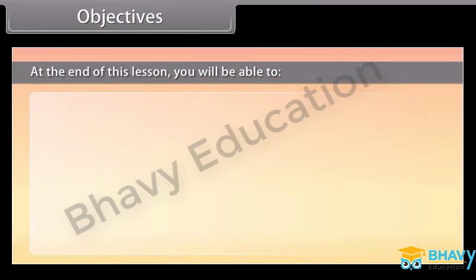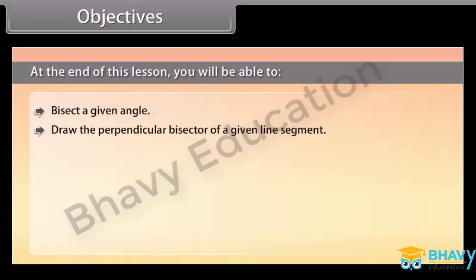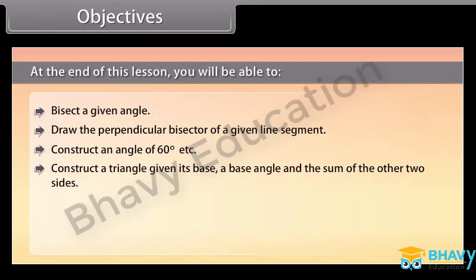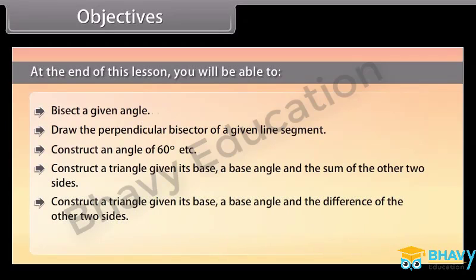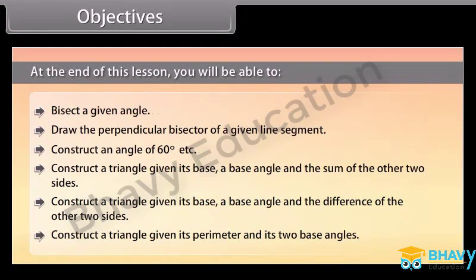Objectives. At the end of this lesson, you'll be able to bisect a given angle, draw the perpendicular bisector of a given line segment, construct an angle of 60 degrees, etc., construct a triangle given its base, a base angle, and the sum of the two other sides, construct a triangle given its base, a base angle, and the difference of the other two sides, and construct a triangle given its perimeter and its two base angles.